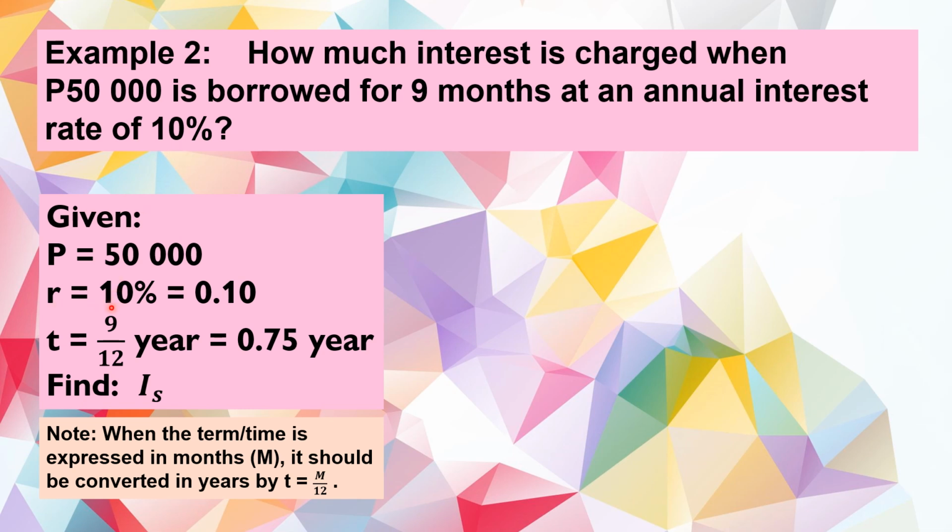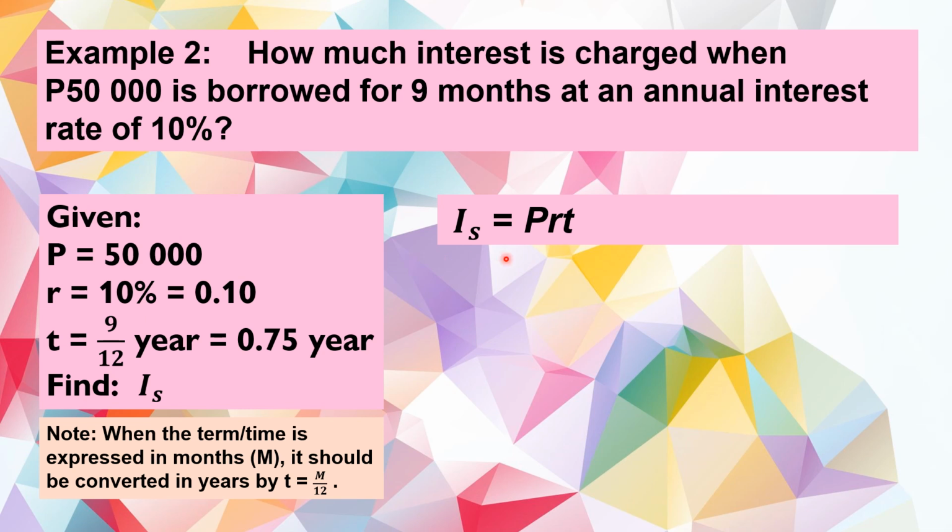The percent needs to be converted to decimal. To do that, for this 10%, we move the decimal point twice to the left. Where is the decimal point of 10? Here. From this point, we move twice to the left. 1, 2. So the point is now here, and we have 0.10. Let's find now the interest.